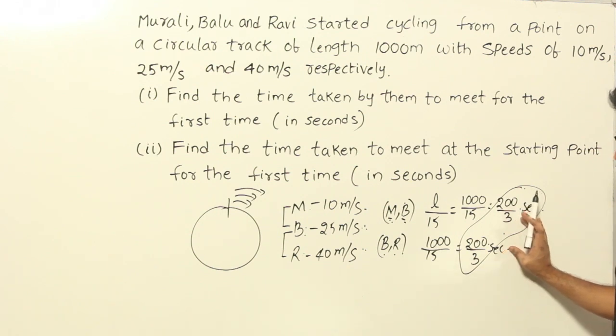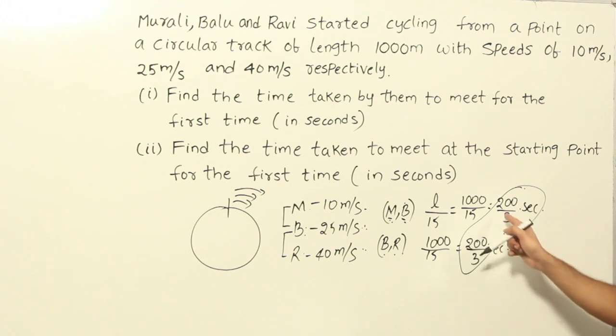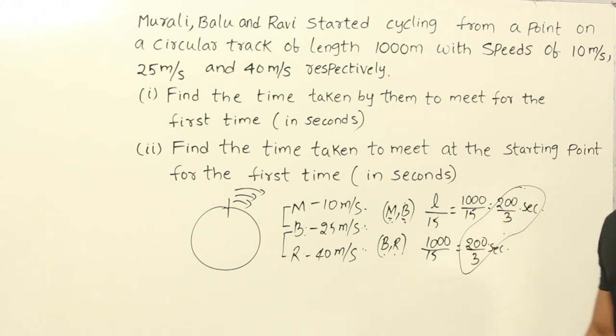Got it? So in this example it so happened that both the numbers are same. So what does it mean? At time exactly 200 by 3, all three are going to meet. Now let's see how it is possible. Now you'll understand the logic behind it, right?